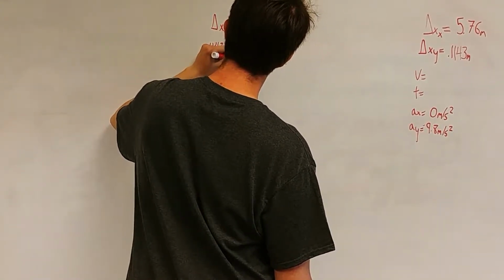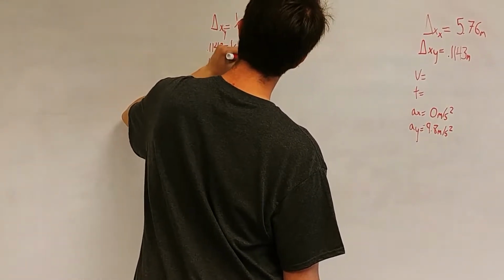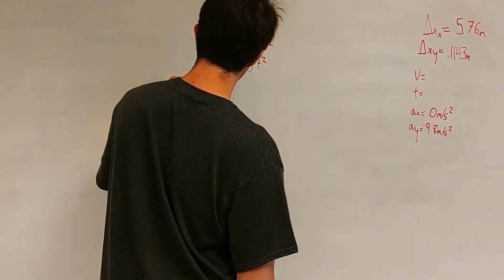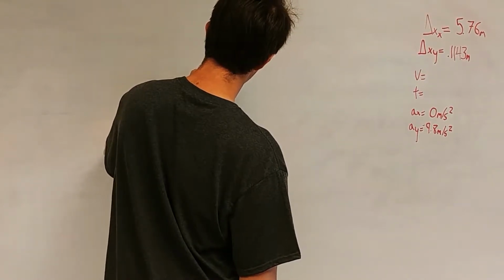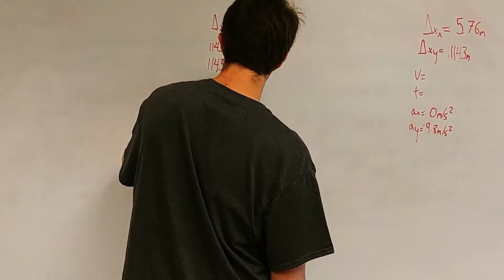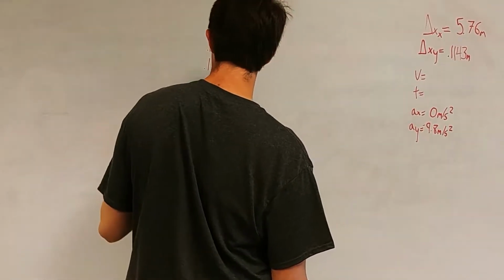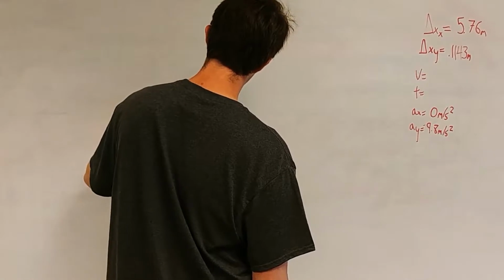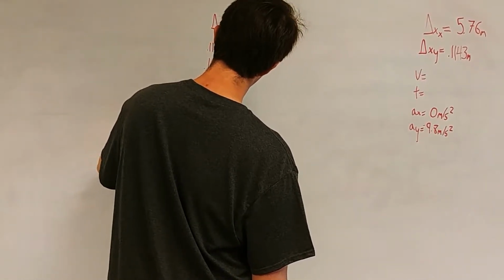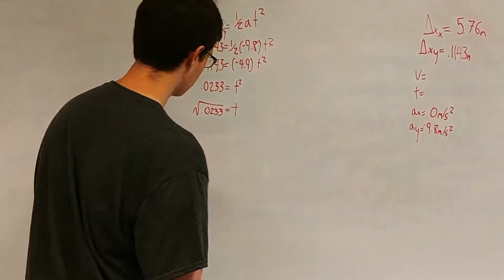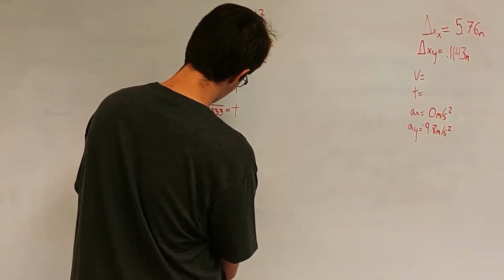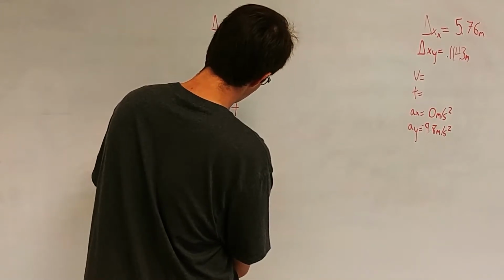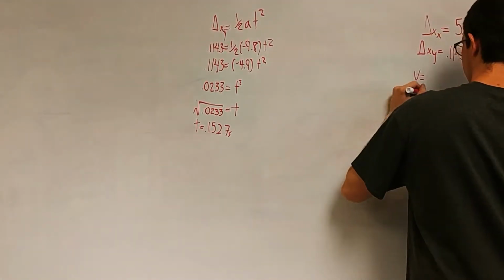So now we're going to multiply the 1/2 by the 9.8, and we're going to get negative 4.9 times t squared. And then we're going to move that negative 4.9 over to the other side. And when we move that over, we're just going to drop the negative, because when we go to do a square root, when we take the time squared, you can't square root a negative. So we get root 0.0233 equals time. And that comes out to 0.1527 seconds.